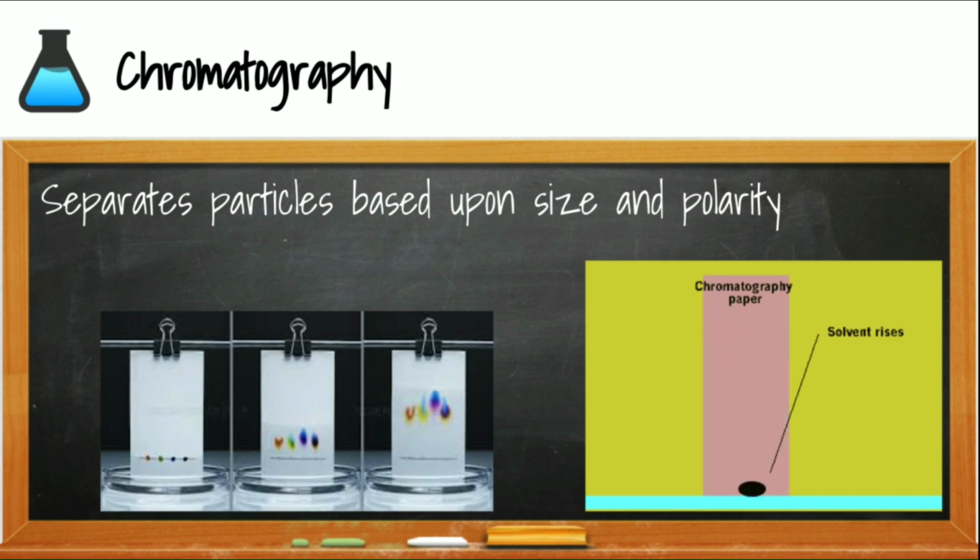So when we look at the animation to the right, you can see that the blue ink is not very soluble, so it doesn't travel very far, while the yellow ink has a more similar polarity to the liquid, so it travels further.